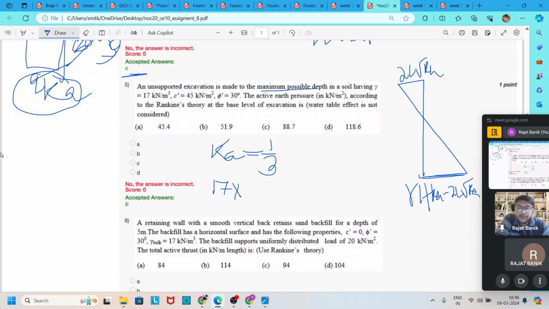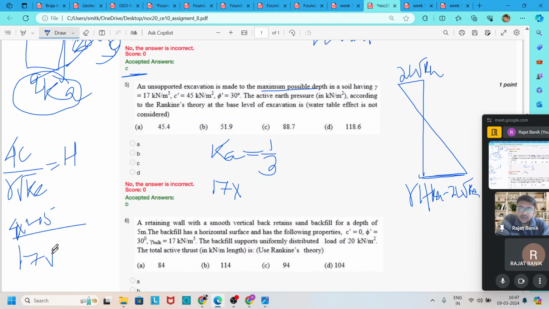So we know that for maximum unsupported depth, for any excavation in C-phi soil, it is equal to 4C divided by gamma into root over K. It is the maximum height, and this height is required to find out the stress or pressure at the bottom of this excavation level. So first find out the height: 4 into C, here 45, divided by gamma, here 17, into root over 1 by 3. K is 1 by 3.